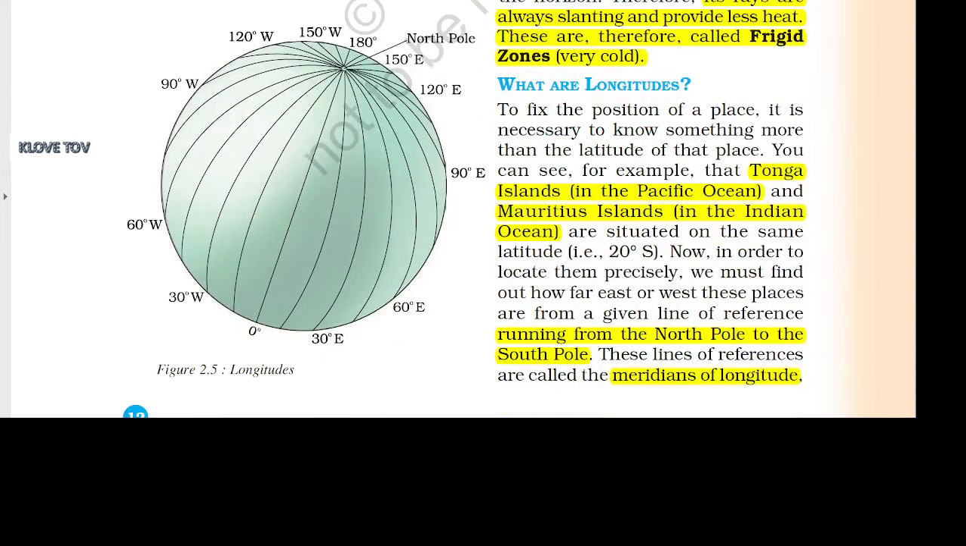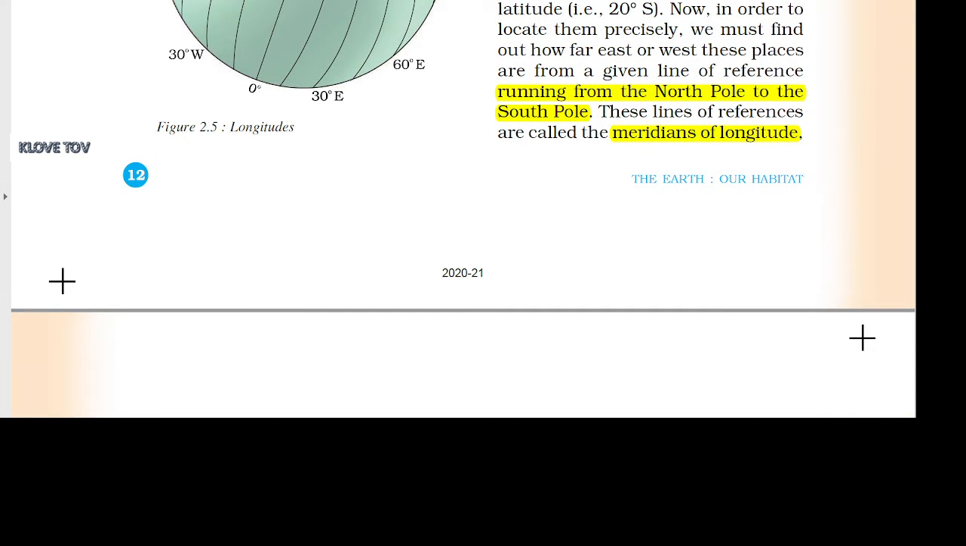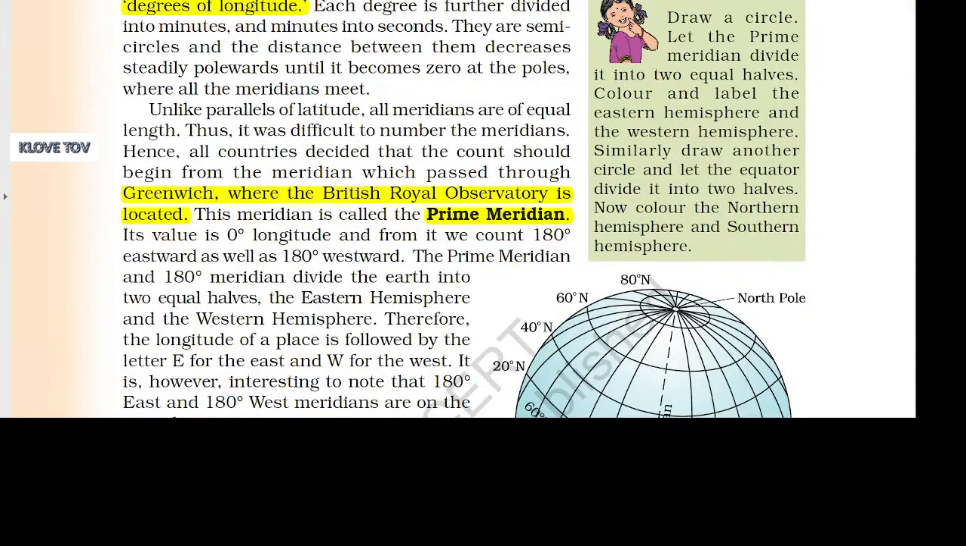What are longitudes? To fix the position of a place, it is necessary to know something more than the latitude of that place. You can see, for example, that Tonga Islands in the Pacific Ocean and Mauritius Island in the Indian Ocean are situated on the same latitude, that is 20 degrees S. Now, in order to locate them precisely, we must find out how far east or west these places are from a given line of reference running from the North Pole to the South Pole. These lines of reference are called the meridians of longitude, and the distances between them are measured in degrees of longitude.